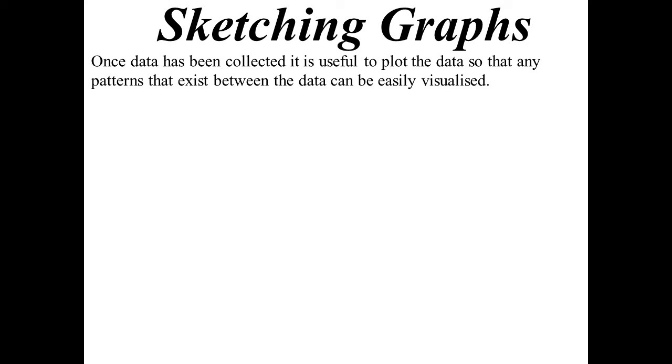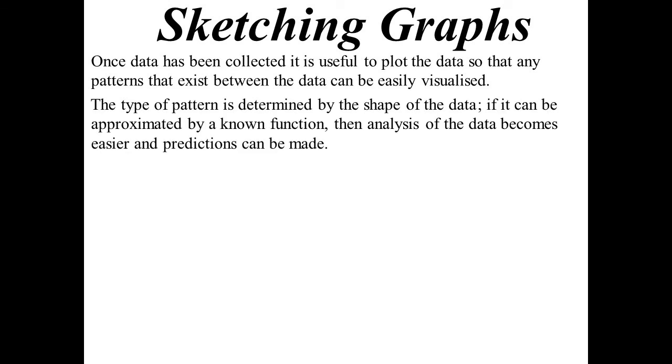Does it lie in a straight line? Does it lie exponentially? Those sorts of things. So the type of pattern is determined by the shape of the data. If you look at it and you see that it looks like a known function, fantastic, because then we can come up with a function and make predictions by plugging into the function it appears to be.